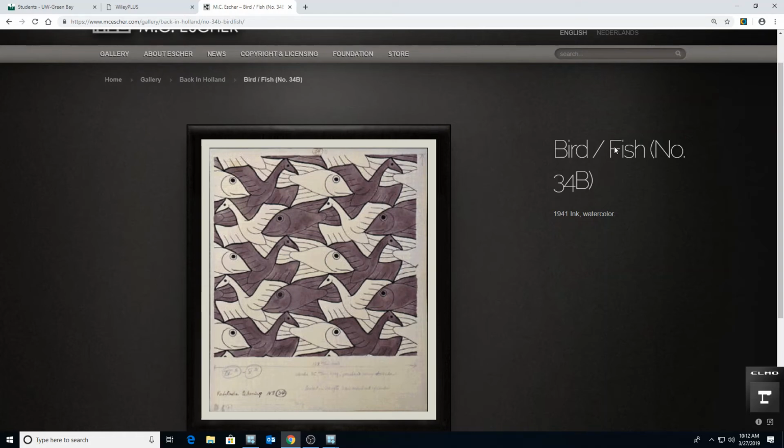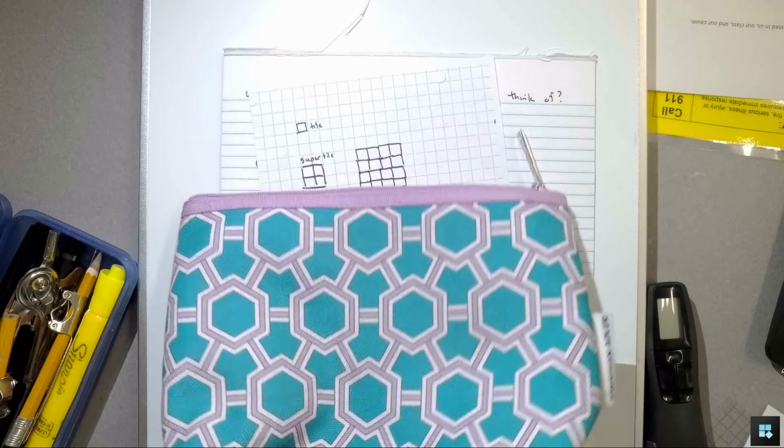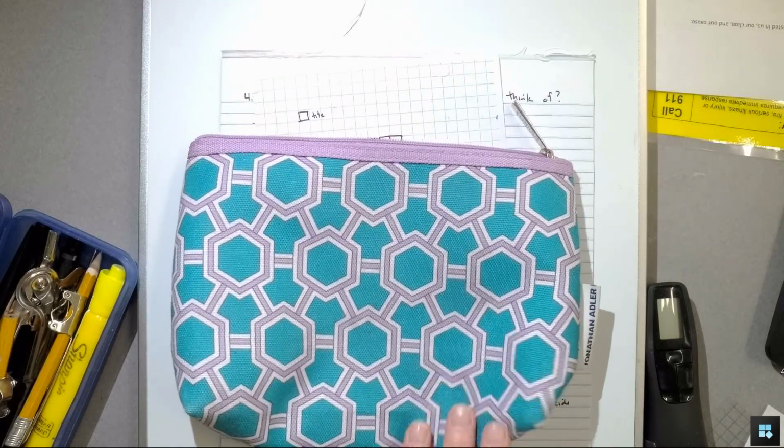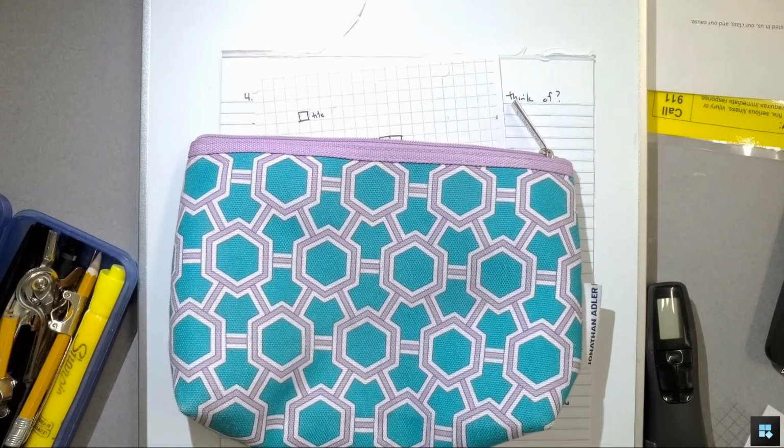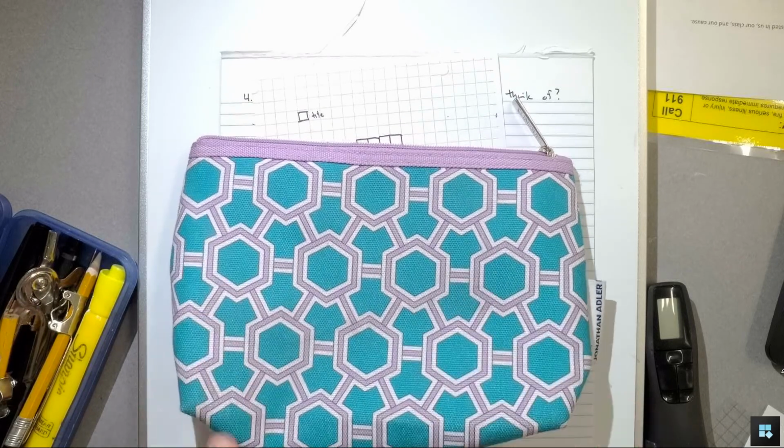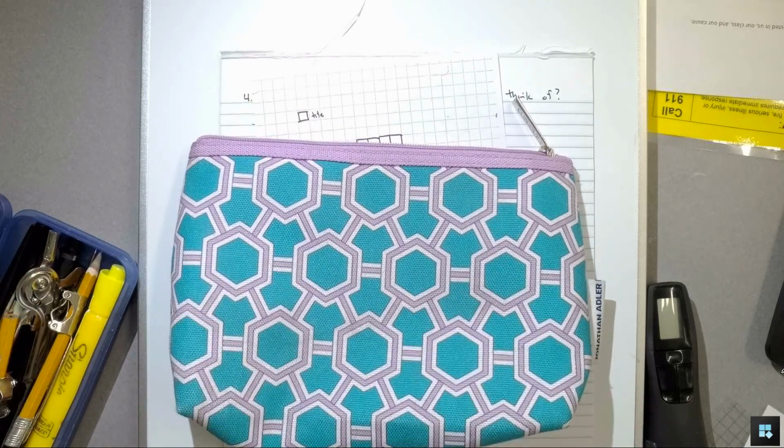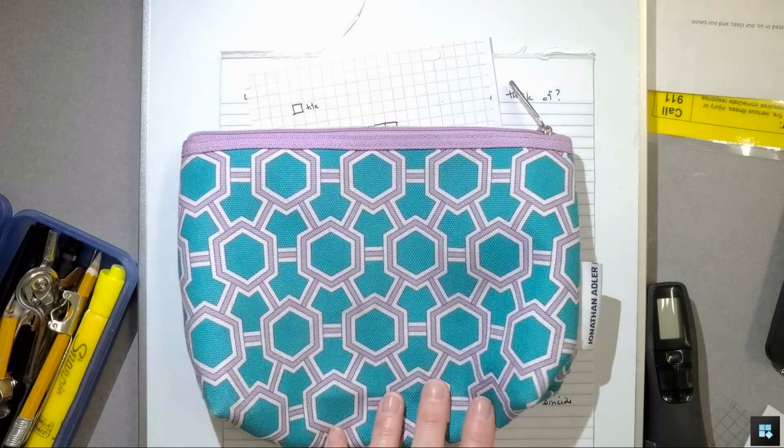I brought a symmetry example. I bring it every day to class, actually. This is my pencil case. I use it for my microphone. I have to have something big and bright to hold my microphone, or else I leave it in class, and then I'm in the next class going, how am I going to record this? There's no microphone. So this is my reminder bag.